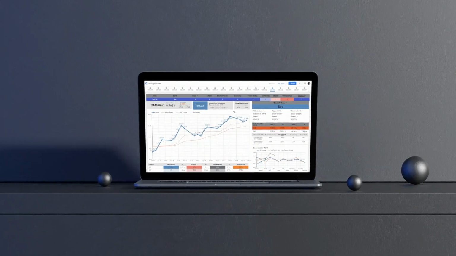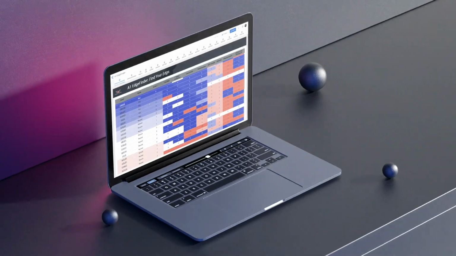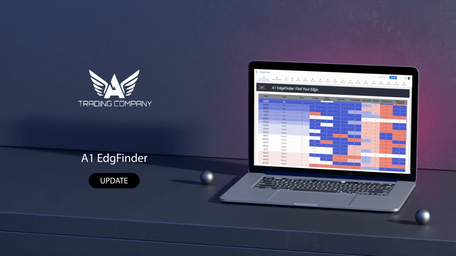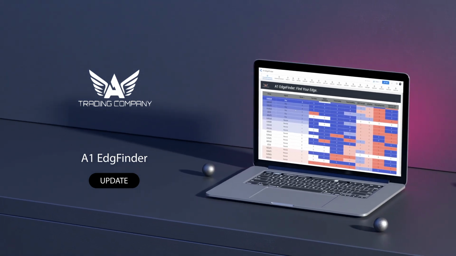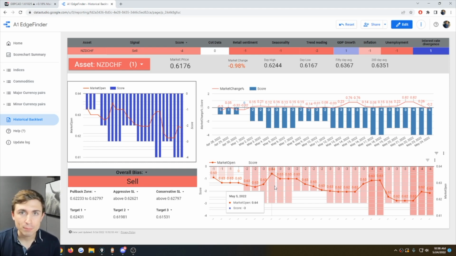What you're looking at is essentially the effectiveness of the A1 EdgeFinder, which is our proprietary market software that we've been building for the last several months. This tool, basically we just added this new feature. And in this video, I'm gonna go over some of the coolest new features that we've added to the tool in the last few weeks.